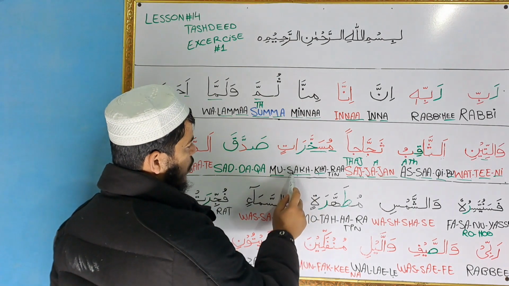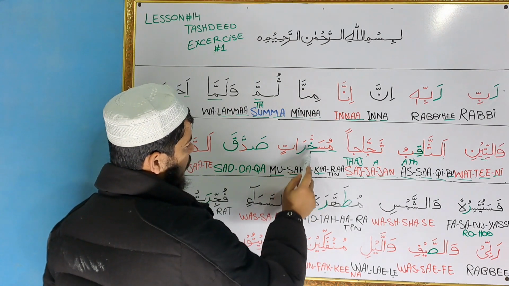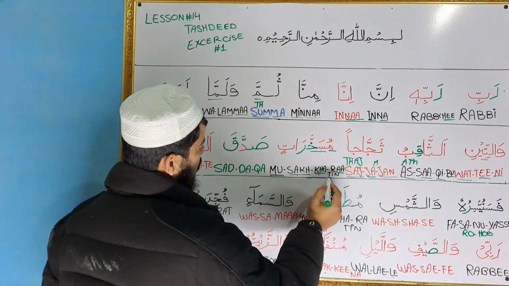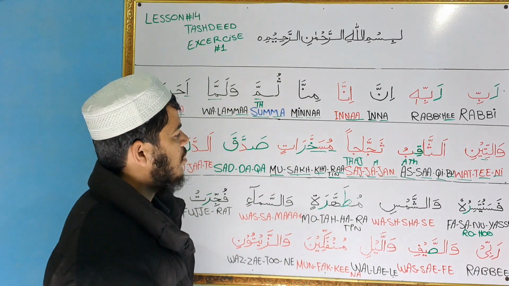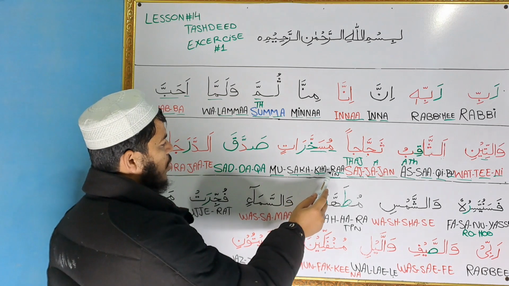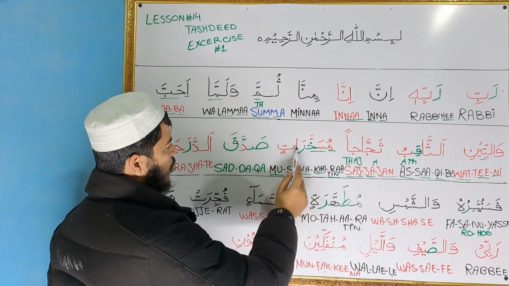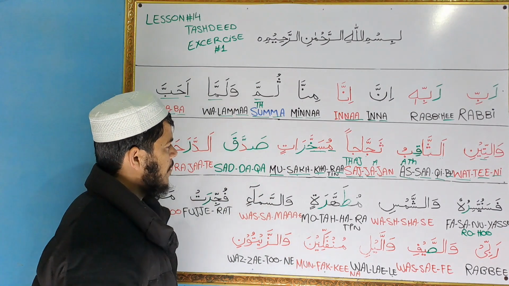So musakkha, ra alif fatha, raa, ta two kasras, tin, musakkharaatin, musakkharaatin.